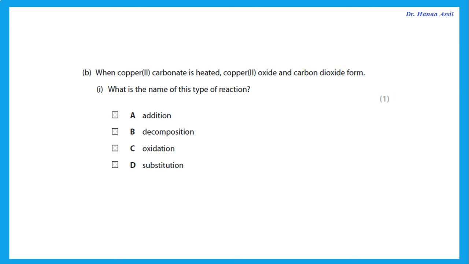When copper carbonate is heated, copper oxide and carbon dioxide form. What is the name of this type of reaction? So if I heat copper carbonate and it breaks up into 2 or more substances, so in this case it breaks up into copper oxide and carbon dioxide, this is called decomposition. Actually, when it is using heat, it is called thermal decomposition. So the type of reaction here is thermal decomposition.